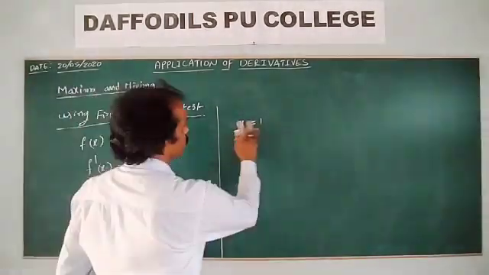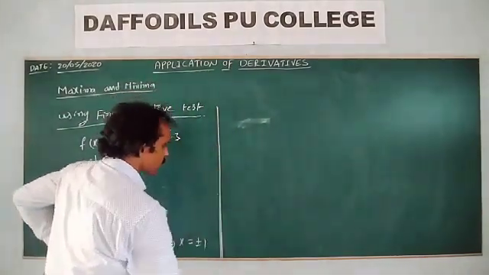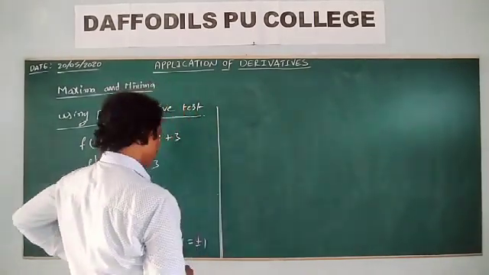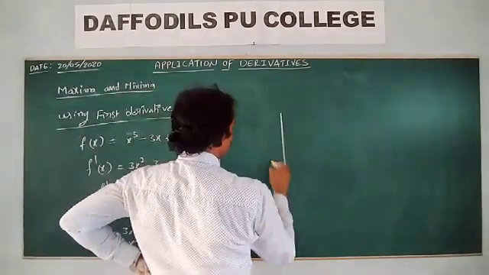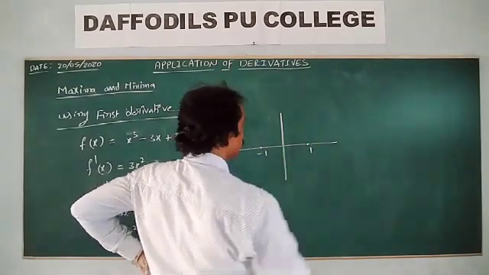At these points we decide what is the local maximum and local minimum value. First of all, we take x is equal to minus 1 and x is equal to 1.